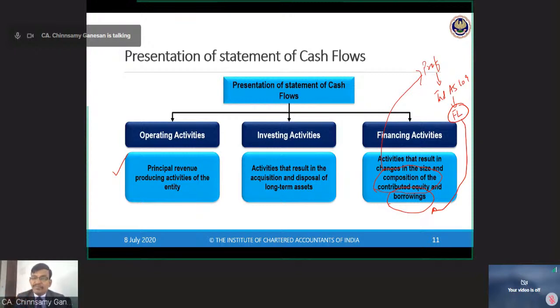If there are preference shares which have matured and you have repaid that particular item, then you have to show that as a separate line item. You should not mix it with the equity and borrowing. That is the only thing which you have to be careful about.